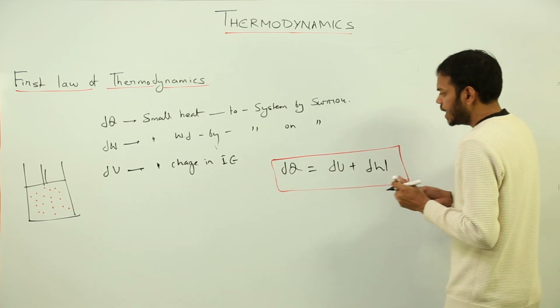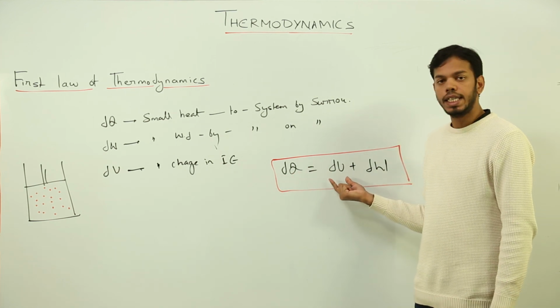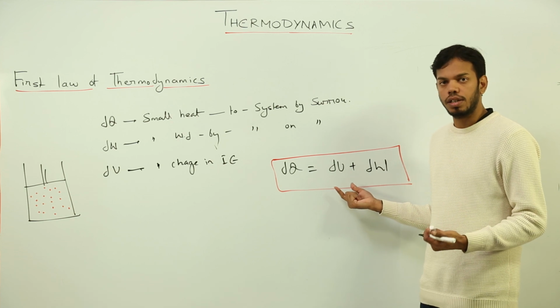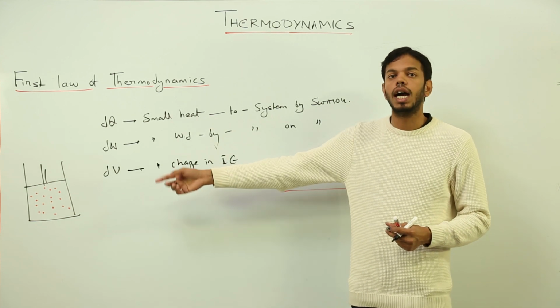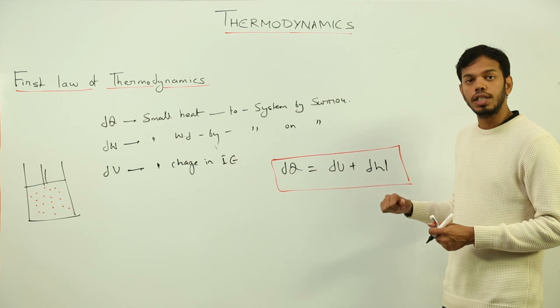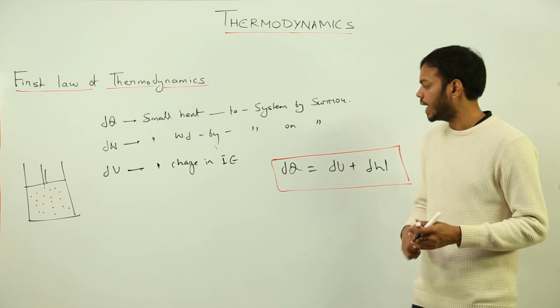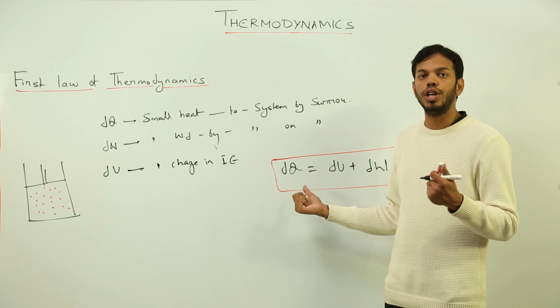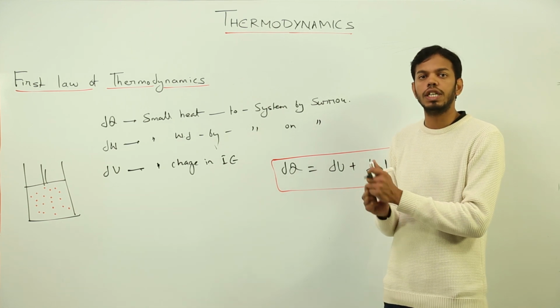It states that a small amount of heat given to a system is used partially in changing the internal energy. I won't say increasing or decreasing, because if dQ is negative, that means you are taking out heat from the system, the internal energy is going to decrease, so work will be done on the system. We are going to talk about the sign conventions in a while, but we are just going to use the word change.